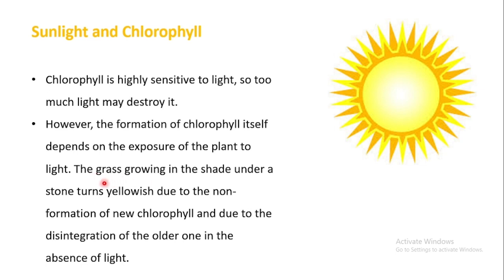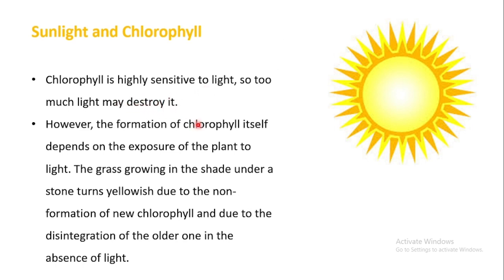The grass, now this is very important, look here very carefully children. The grass growing in the shade under a stone. If there is a big stone and the grass is growing under the shade where the sunlight is not able to reach, then that grass turns yellowish due to non-formation of new chlorophyll and due to disintegration of the older one in the absence of light. So even if the light is absent, the chlorophyll will disintegrate, and also the new chlorophyll will not form. Whereas if you give too much light also, it is highly sensitive and this may get destroyed by it.